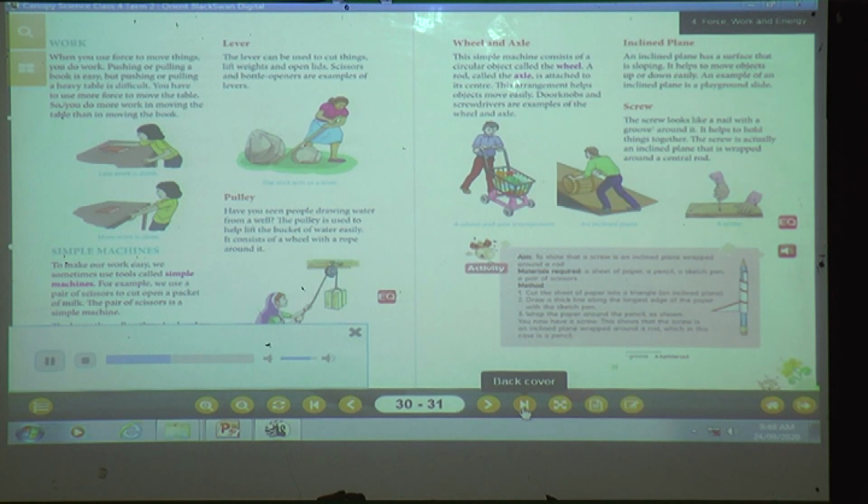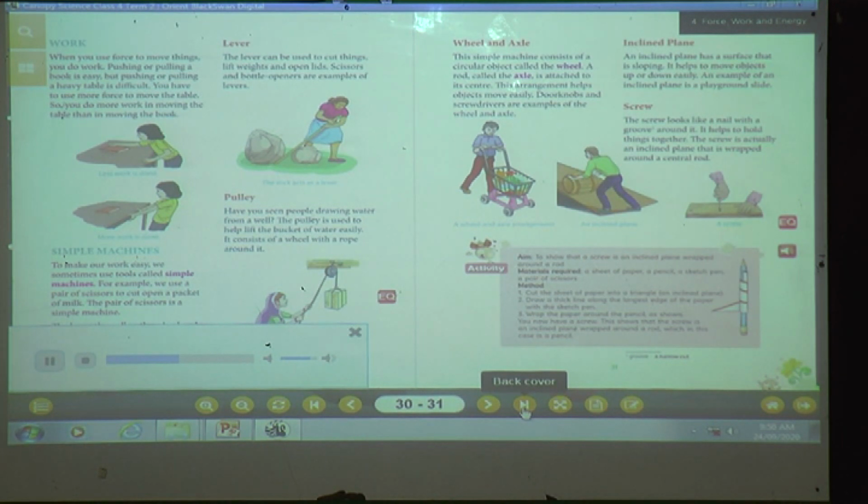Lever. The lever can be used to cut things, lift weights and open lids. Scissors and bottle openers are examples of levers. Pulley. Have you seen people drawing water from a well? The pulley is used to help lift the bucket of water easily. It consists of a wheel with a rope around it.